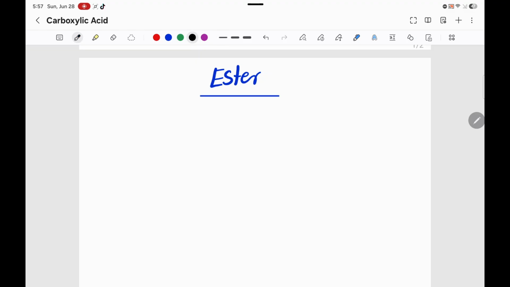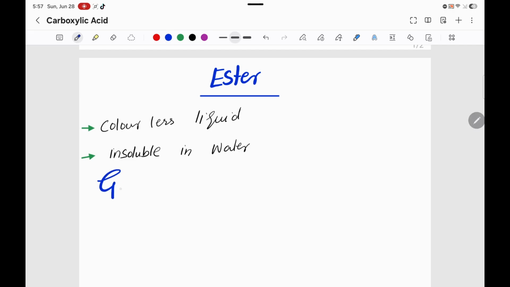Esters are basically colorless liquids. They are insoluble in water. Okay, how do we recognize that this thing is an ester? Of course, with the help of their functional group.